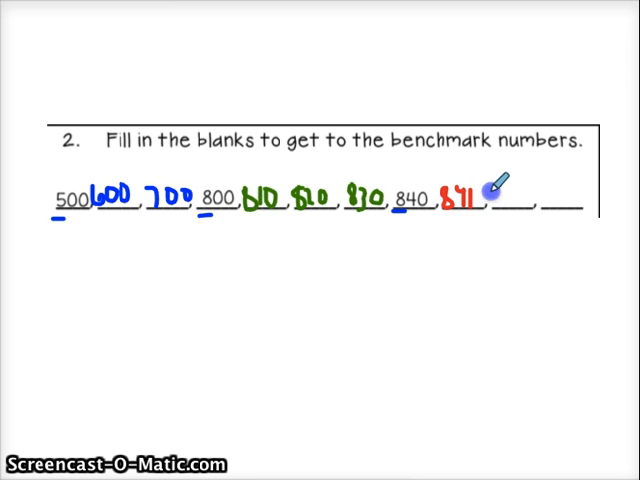841, 842, and 843. That's it. Now I've skip counted using my benchmark numbers from 500 all the way to 843 without having to count by ones, because that would take a really long time.